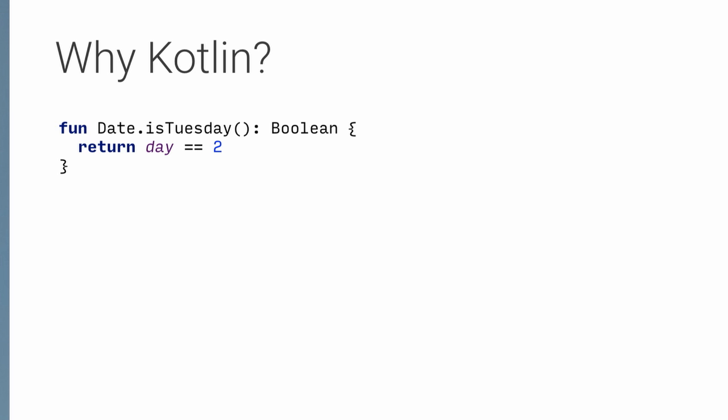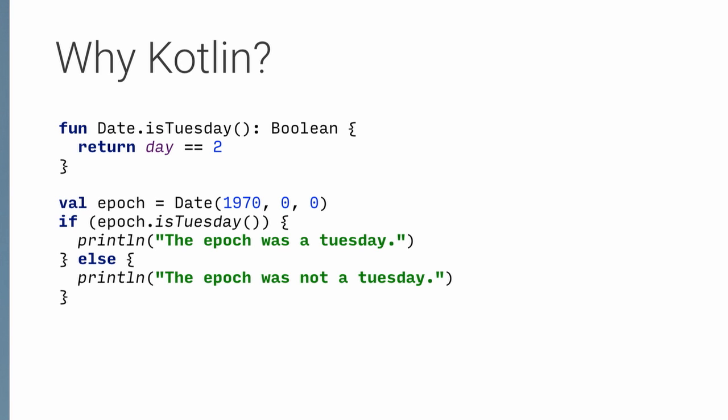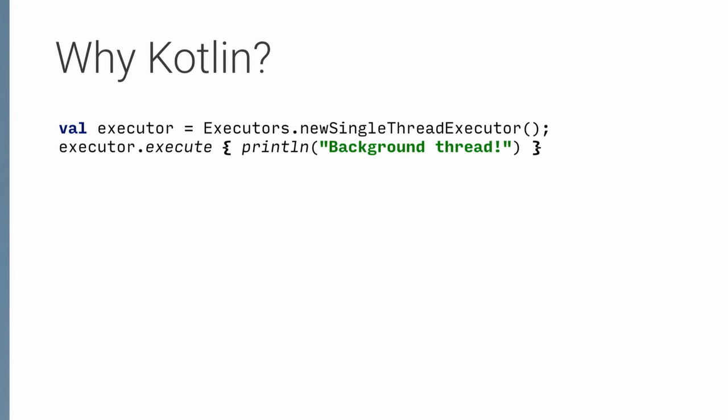Extension functions, which are basically syntactic sugar around static methods. So I can add this super useful isTuesday method to the date class. And then if I have any date, I can call it as if it was a method on date. It's got lambdas, and it also can infer lambdas from Java interfaces, just like Java does. So execute takes a runnable. In Kotlin, I just have to use a lambda.